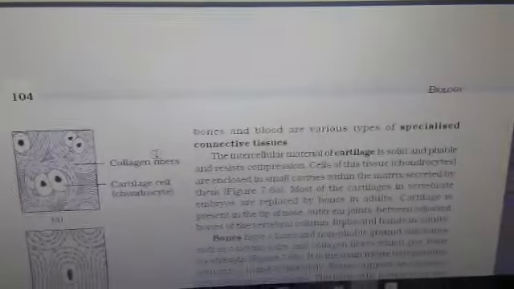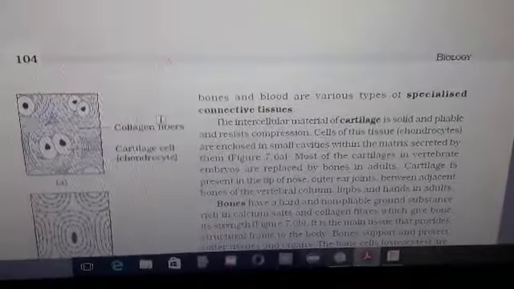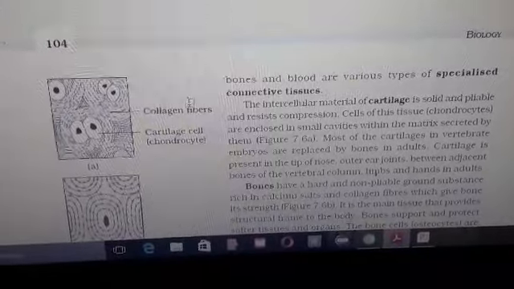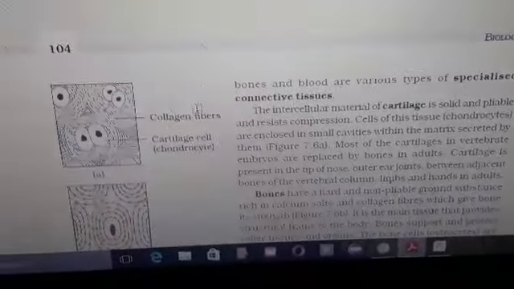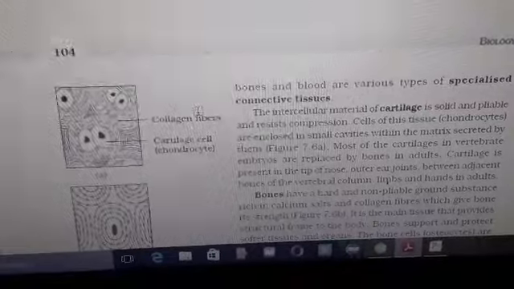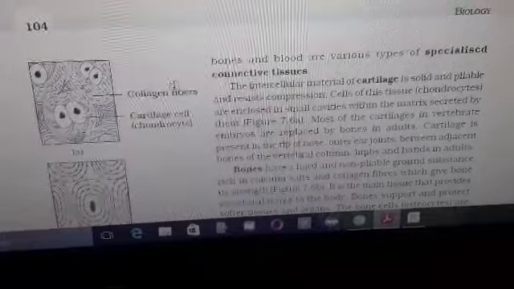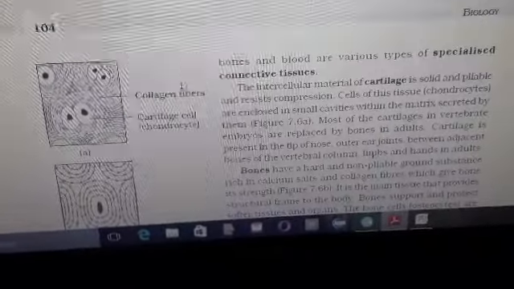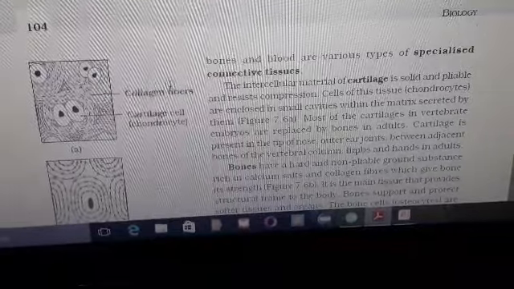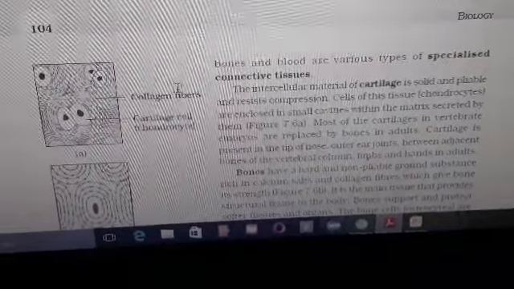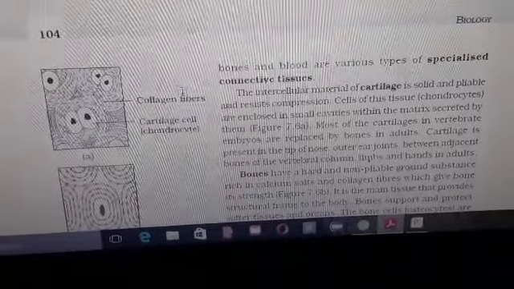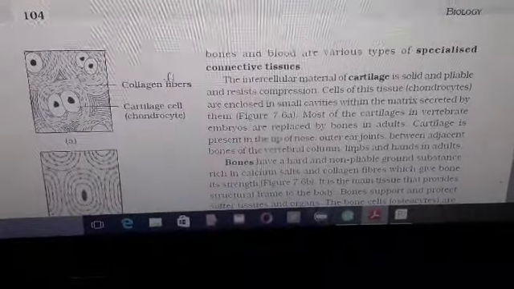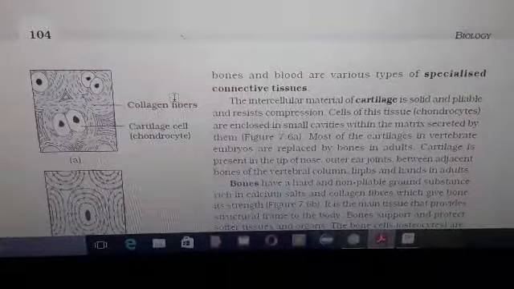Cartilage, bones and blood are the various types of specialized connective tissue. We have studied the two types of tissues, that is dense tissue and loose tissue. Now comes the specialized connective tissue. Now I would like to explore more about blood, because we are going to read about blood in chapter number 17, I think, in the circulation. We will be reading about it, so we should know beforehand about it.